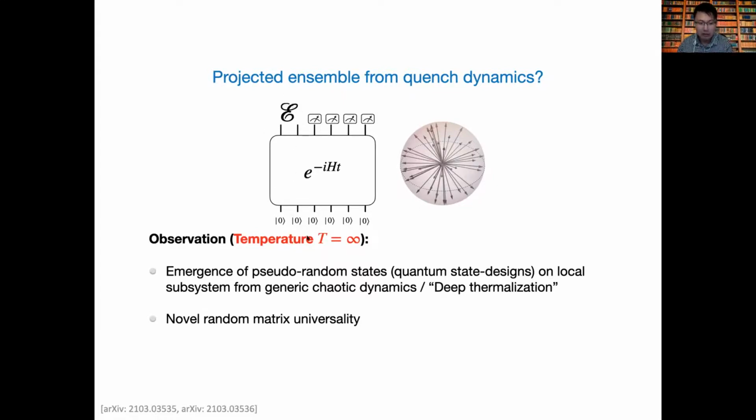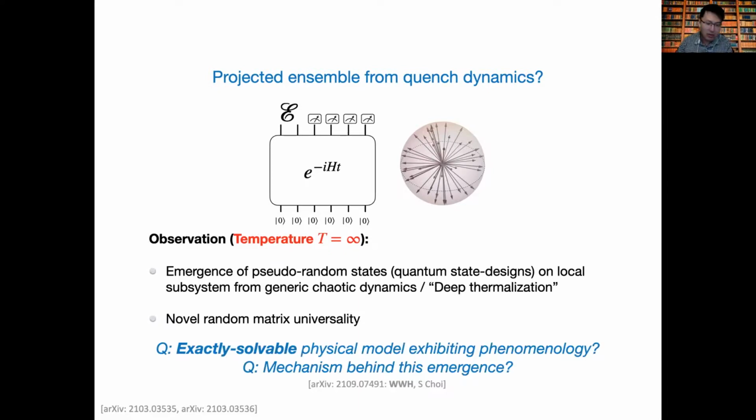And this is a new kind of random matrix universality in which we have random vectors emerging from the local subsystem. So the question I want to pose here is, can we find an exactly solvable model that exhibits this phenomenology and therefore nail it down and show that this definitively happens, at least in some model? And in doing so, can we understand the mechanism behind this emergence?